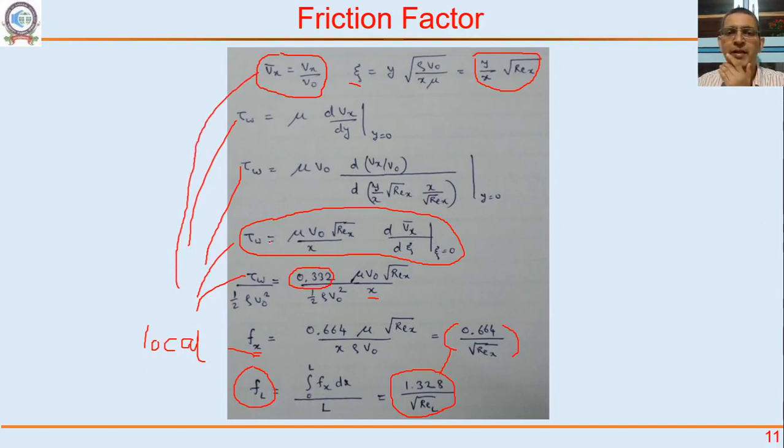See, this tau w is at any x. It is dependent on x. These are local values. This is overall for the whole plate. We have averaged it out over the whole plate.